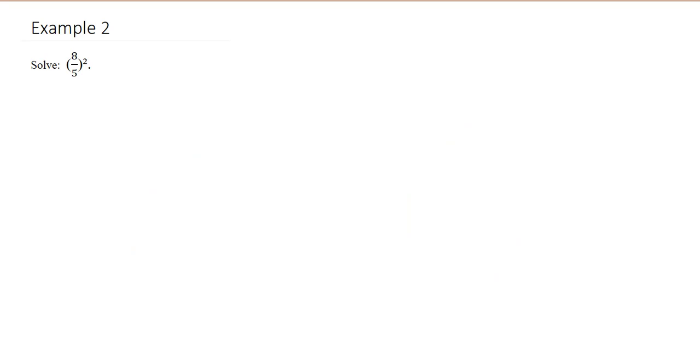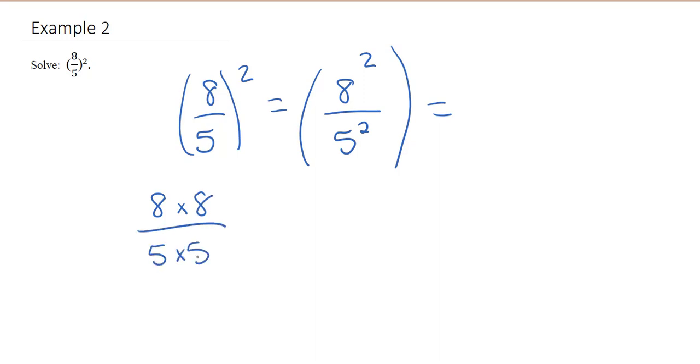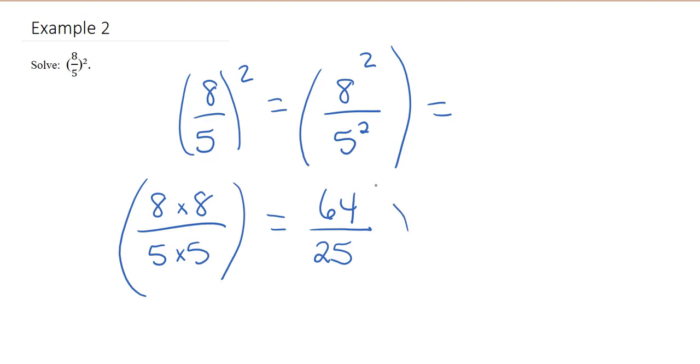Example 2, we're going to solve for the following. We have 8/5, and it's squared. So we're going to bring that in to show that it's on both numbers. So we get 8 times 8, and then 5 times 5 on the bottom. 8 times 8 is 64. 5 times 5 is 25. And we can't reduce this any further because we don't have any common factors, so this is our answer.